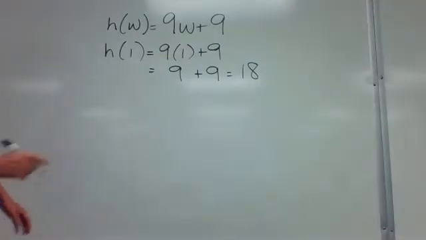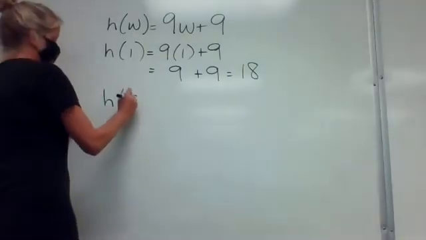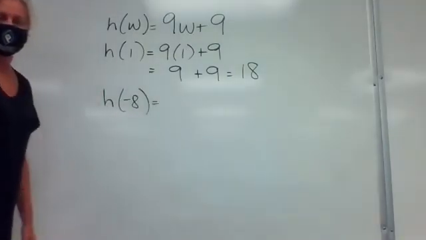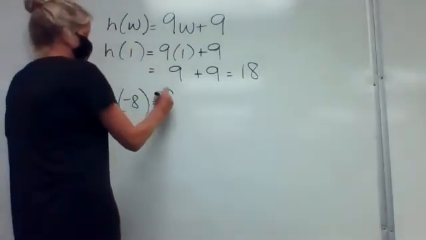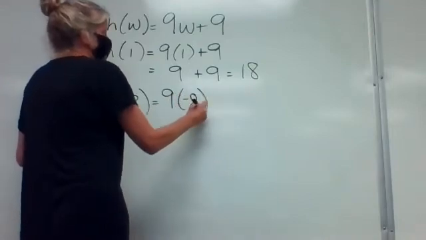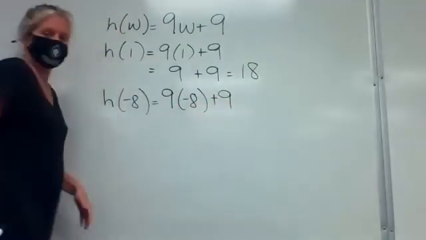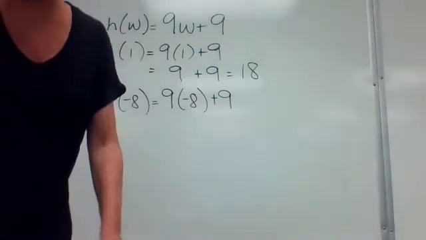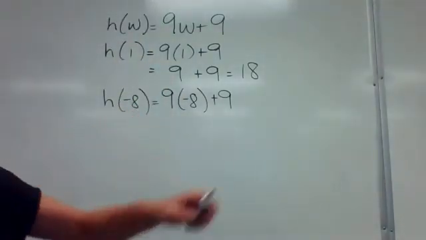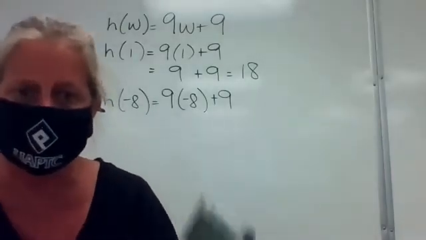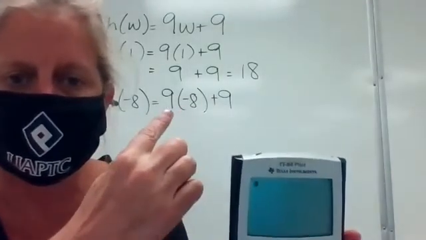H of negative 8. Replacing the w with negative 8. So 9 times negative 8 plus 9. If you wanted to shorten this all the way, you can type exactly that in your calculator. It'll follow the order of operations for you. Just type in exactly what you see.